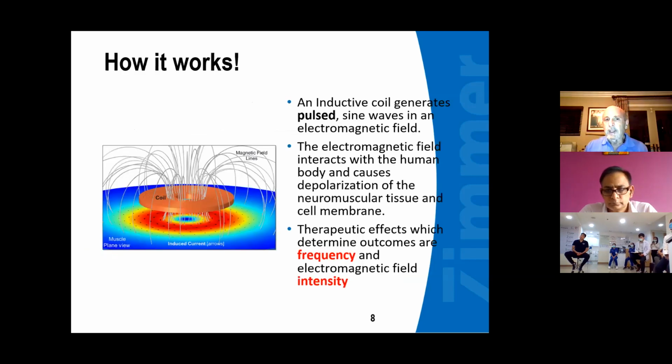How it works. Again, we're talking about the machine having a coil, and this coil generates alternating sine waves to create this electromagnetic field. And with that incredible amount of energy I described to you, it causes a depolarization, which allows ion transfer through neuromuscular tissue. The 2 variables that will affect the depolarization and the energy compounds are frequency and intensity. These are your variables you can control in the device.